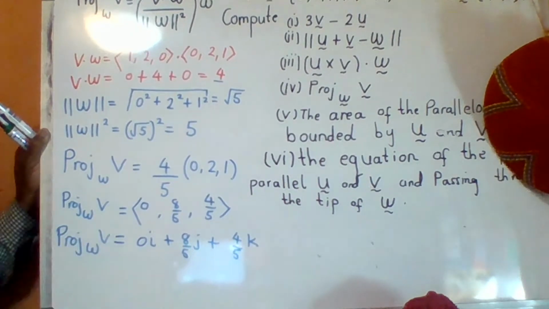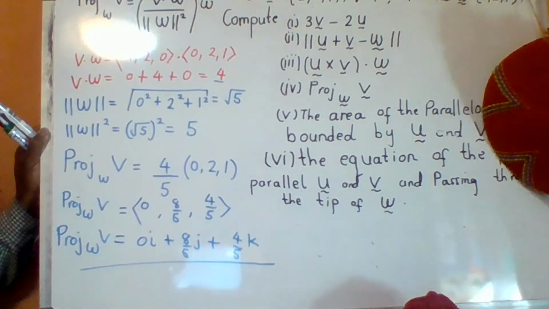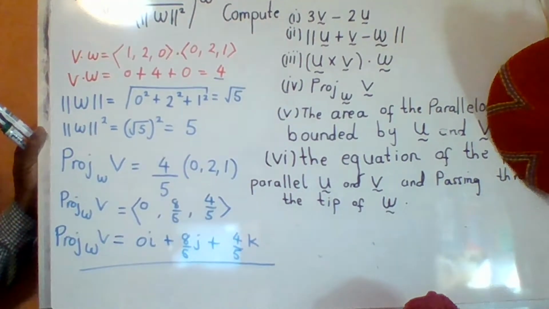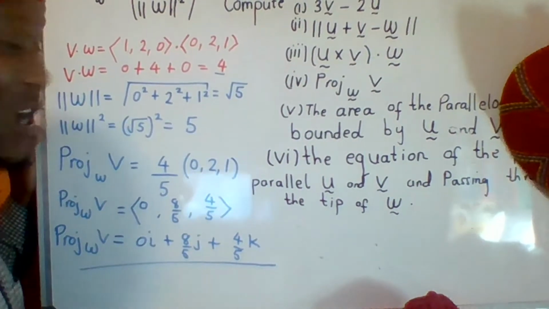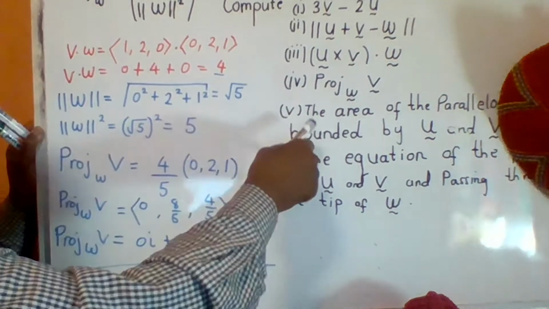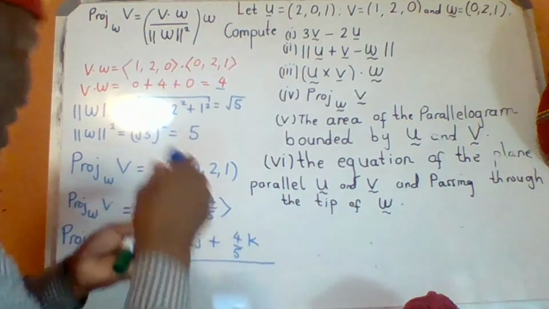So in another way, you could say 0i, if you don't want to write it like that, plus 8 over 5 j, plus 4 over 5 k. So this is the projection of W onto V. So this is how you get the projection, man.